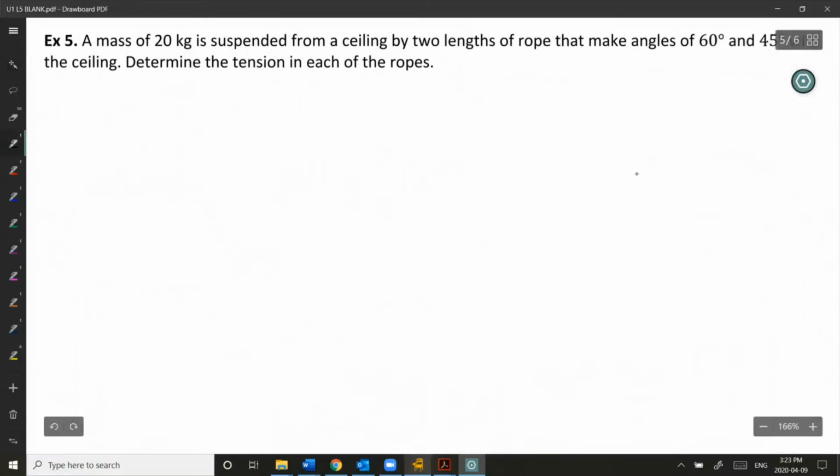Okay, and then we're just going to finish off here with a couple tension questions. So we have a mass of 20 kilograms. It's suspended from a ceiling by 2 lengths of rope that make an angle of 60 degrees and 45 degrees with the ceiling. Determine the tension in each of the ropes. So we're going to start by drawing a diagram here.